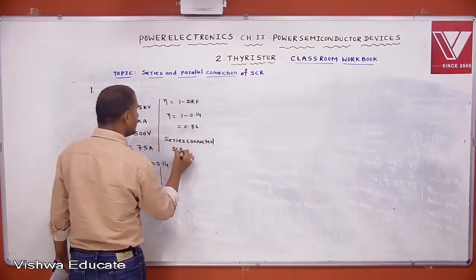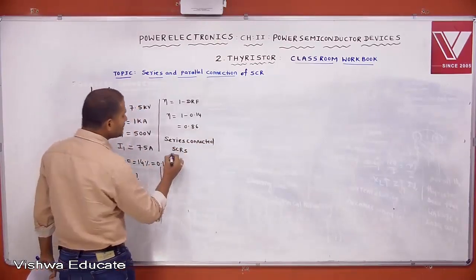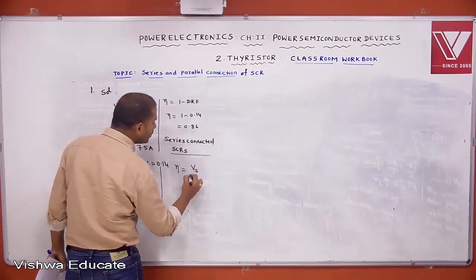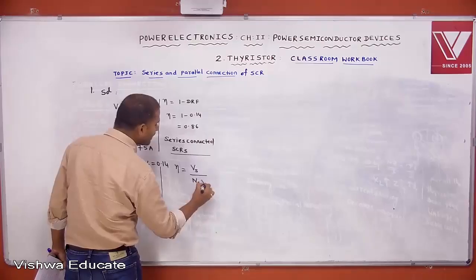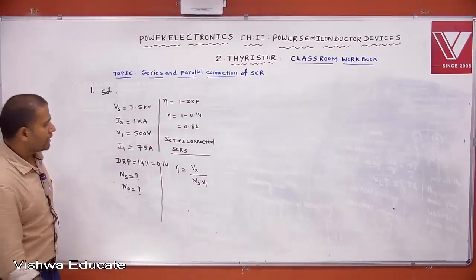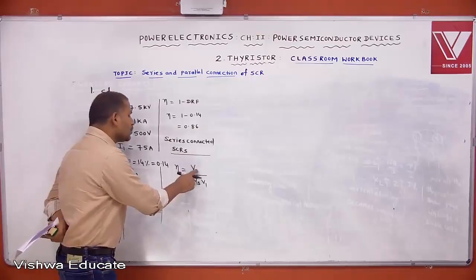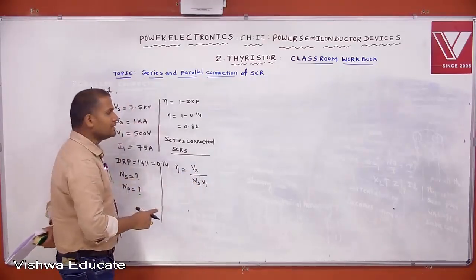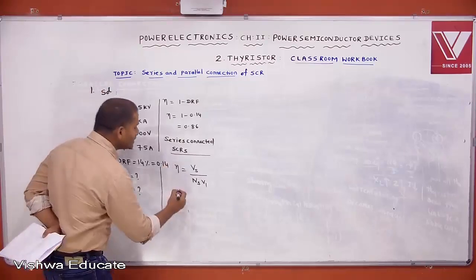Want to calculate series connected SCRs. For series connected SCRs, how to define string efficiency? Voltage across the whole string divided by the number of series connected SCRs times the individual voltage rating of each SCR. This formula is given.